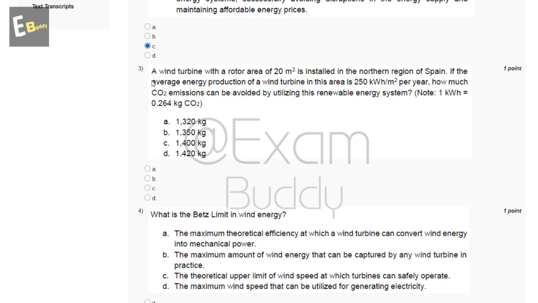Now the third question is, a wind turbine with a rotor area of 20 meters square is installed in the northern region of Spain. If the average energy production of a wind turbine in this area is 250 kilowatt hour per meter square per year, how much CO2 emissions can be avoided by utilizing this renewable energy system? Note: 1 kilowatt hour equals 0.264 kg CO2. So these are the options, and the answer of our third question is A.